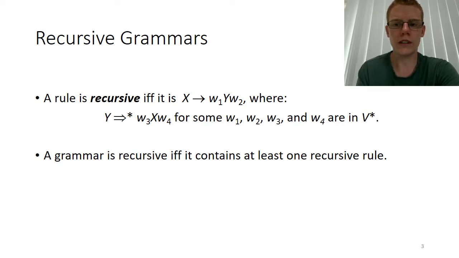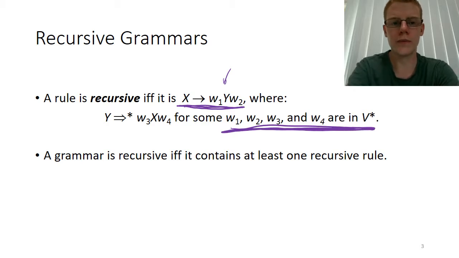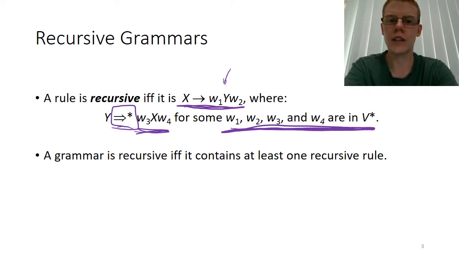So the more formal way to write this is that a rule is recursive if and only if it is written in the form here, where we expand the non-terminal into something with another non-terminal in the middle, where these two, W1 and W2, may be part of the entire terminal and non-terminal alphabet, and where this Y non-terminal can eventually be expanded back out into something that contains X again. So basically, if there is some way for us to follow the rules where we eventually replace X with itself.